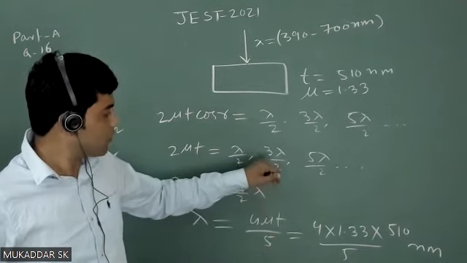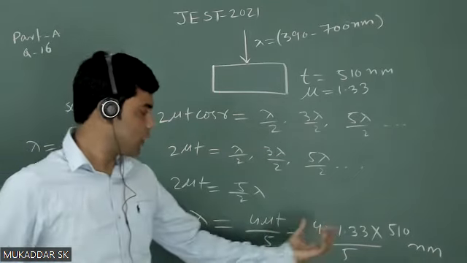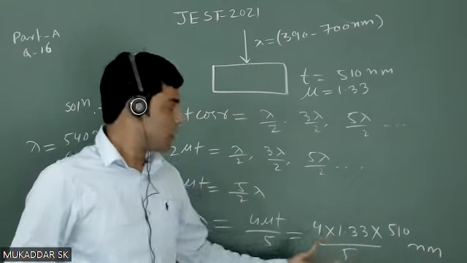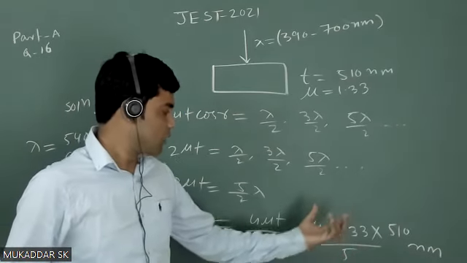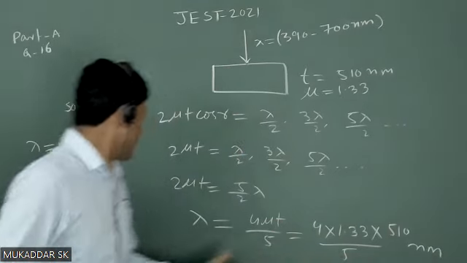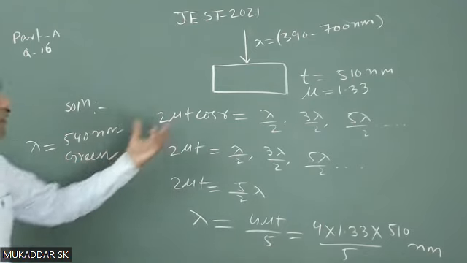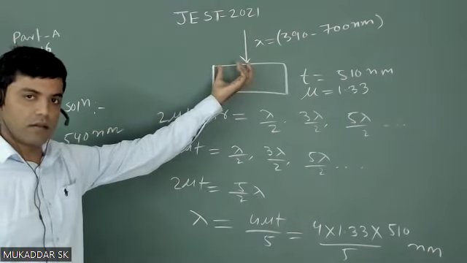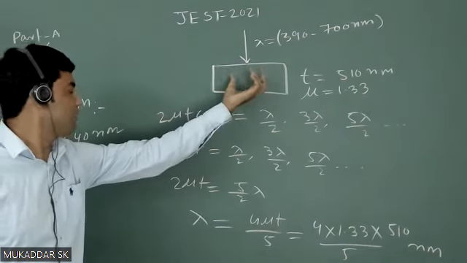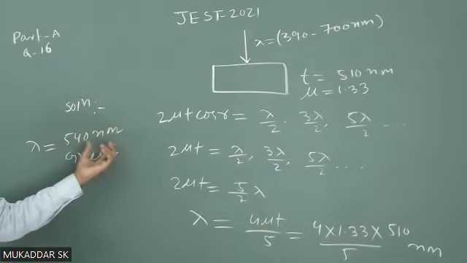Also, if you take 3 by 2 lambda, again the wavelength corresponding to the dominant light will no longer be in the range of visible light. But when you take 5 by 2 lambda, the wavelength corresponding to the dominant light will be 540 nanometers, which is in the visible range. So we can see that light, and the thin film will be colorful, having green color of wavelength 540 nanometers.